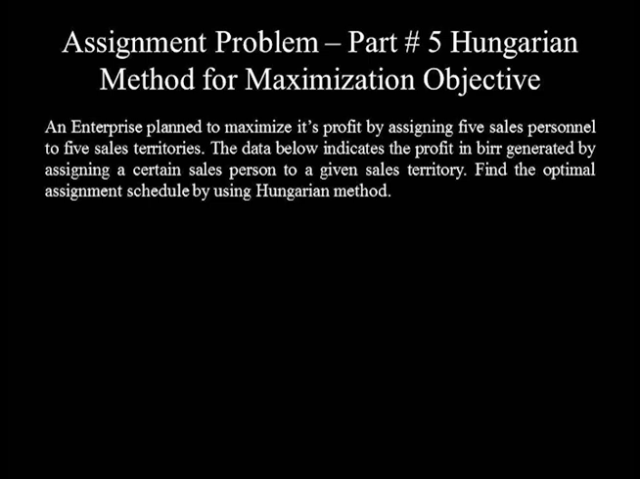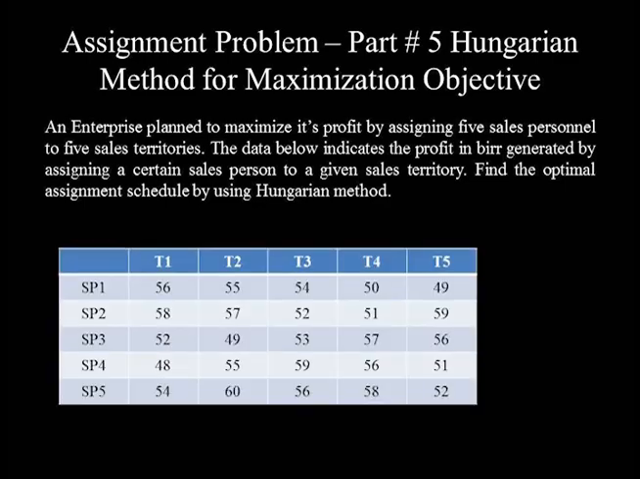An enterprise planned to maximize its profit by assigning 5 sales personnel to 5 sales territories. The data below indicates the profit in BIR generated by assigning a certain salesperson to a given sales territory. Find the optimal assignment schedule by using Hungarian method.